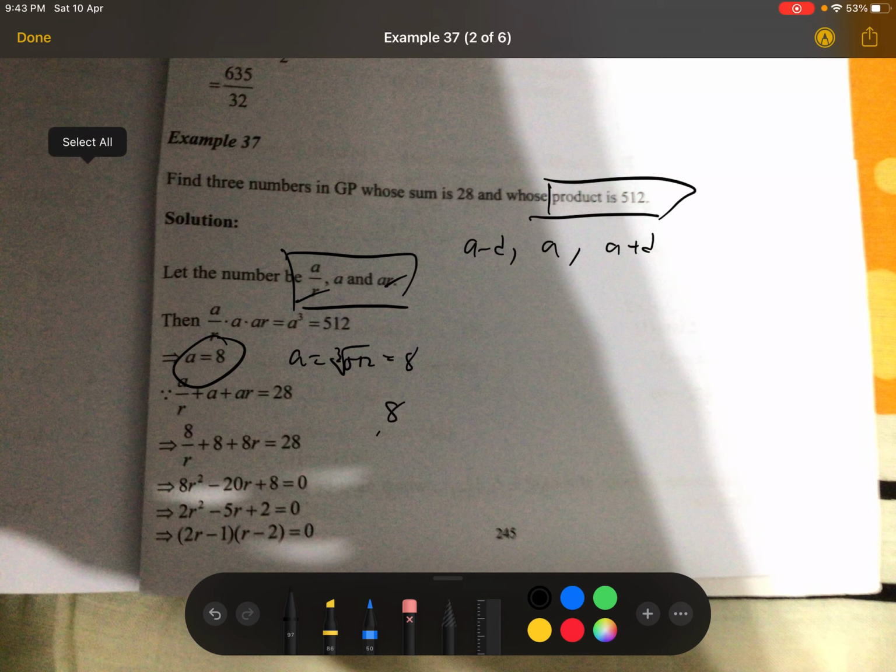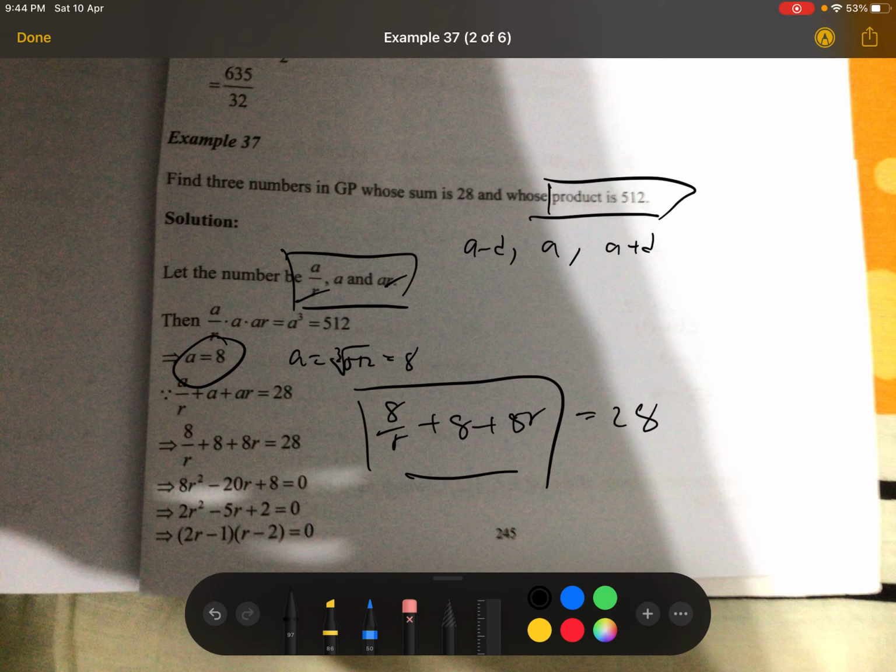And then you can put 8 in your values, so you will get 8 over R plus 8 plus 8R, as you can see here. Now, the sum of all of this is equal to 28. But the thing I want to point out here is that you see there is R and 1 over R here, so you can turn them into a quadratic equation. What I mean by that is, if I multiply the whole thing by R, I will get 8R squared minus 20R plus 8 equals 0. You can see that there's R squared and then no R here, so there's a difference of 2 in power, so you can turn it into a quadratic equation.